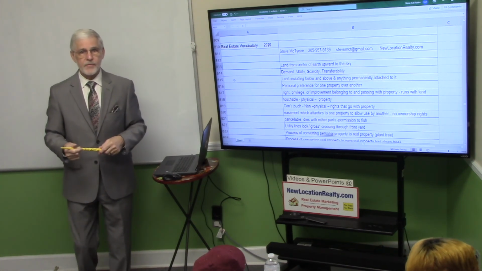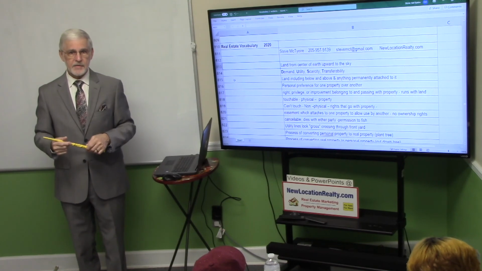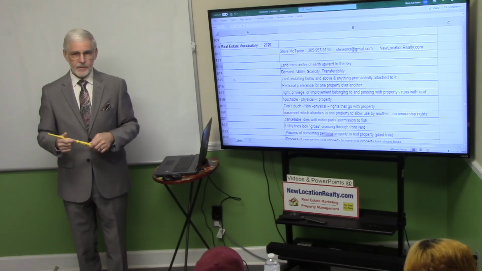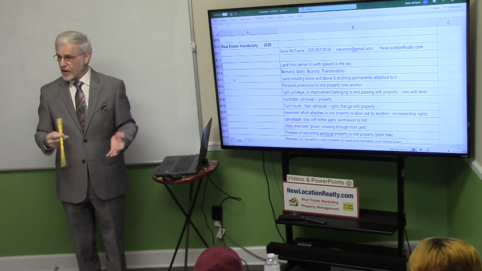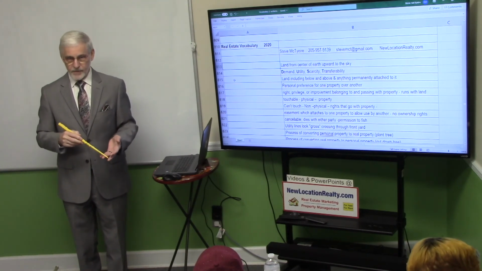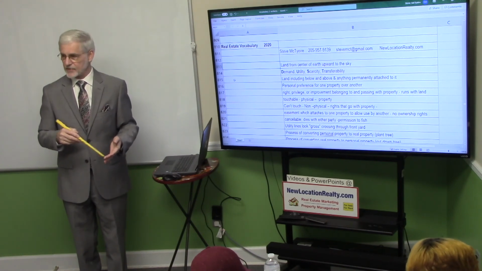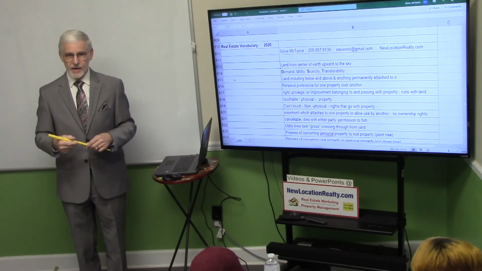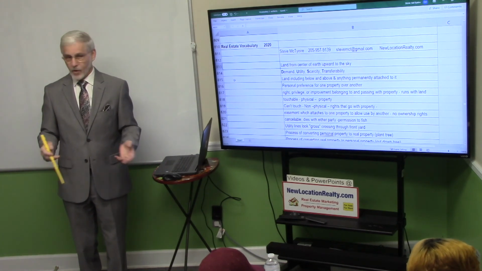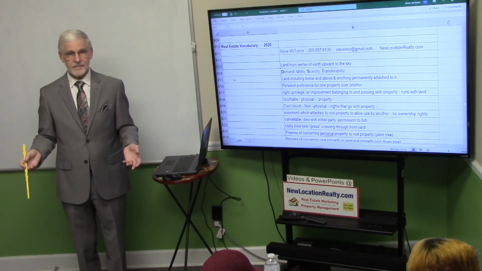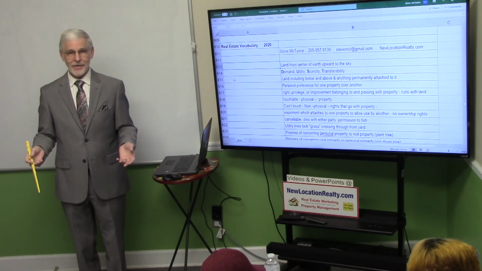Personal preference for one property over another. We touched on this one time, but this is a word that they know that you don't know that well. It's called situs. S-I-T-U-S. Y'all remember it now? Situs is your preference for one site over another.